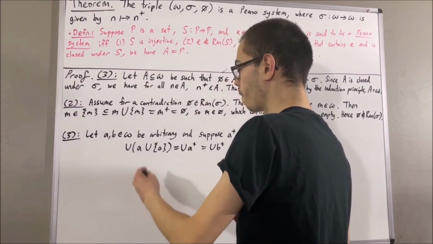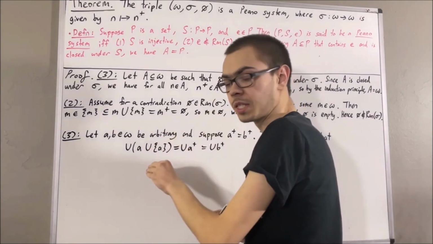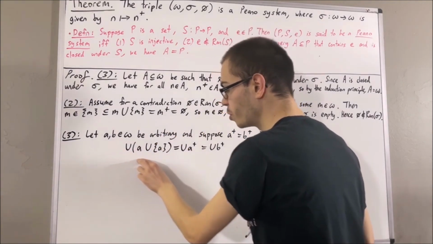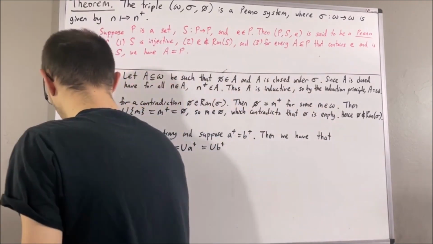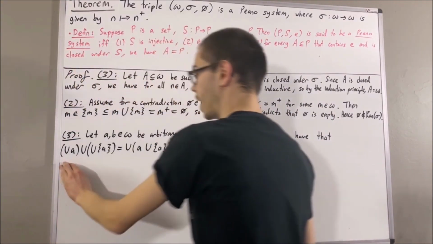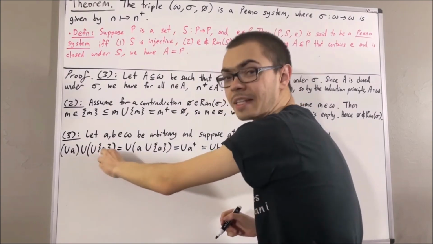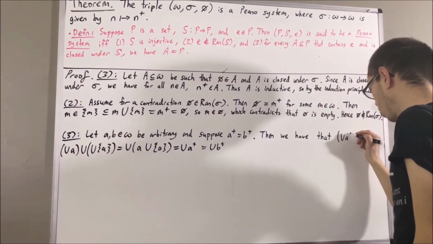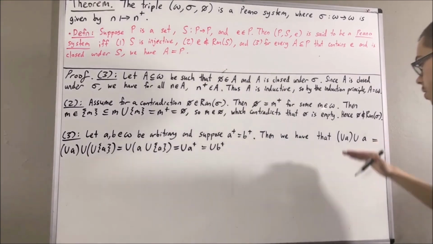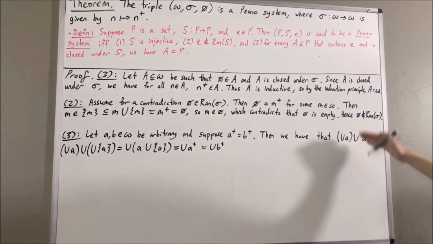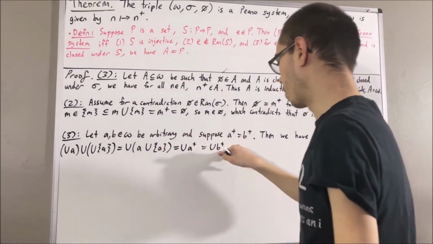But then, from that first property of unions we were looking at, we're able to distribute the union across. So we have this. But then, we know that the union of the singleton set of a is equal to a. So we have this. And we can do a similar thing for b.